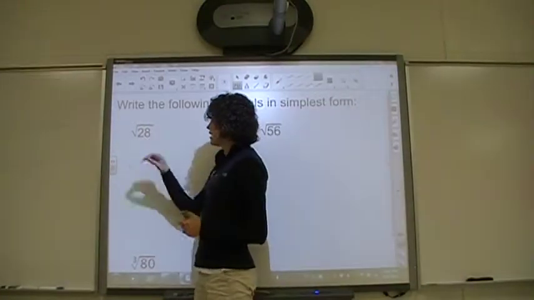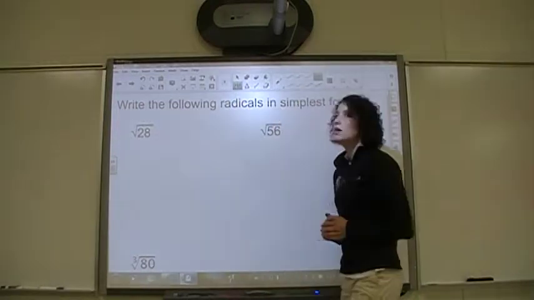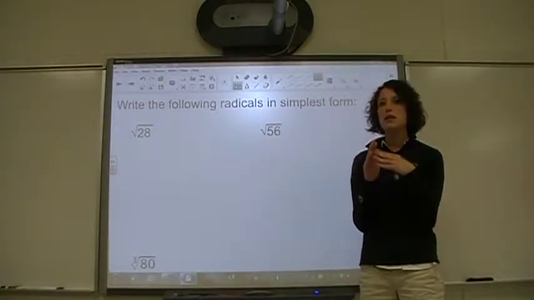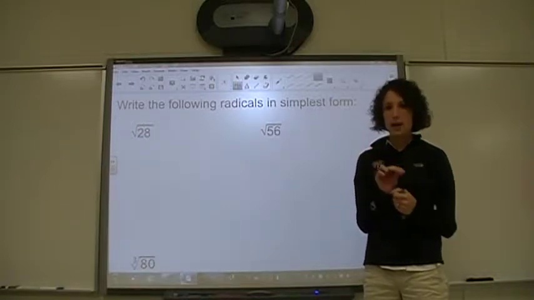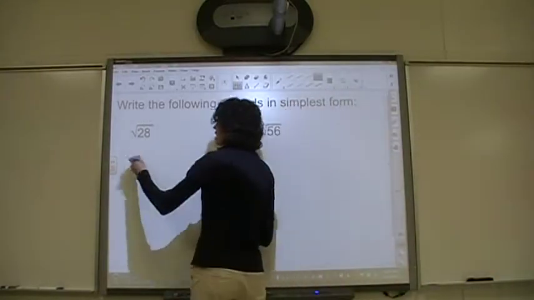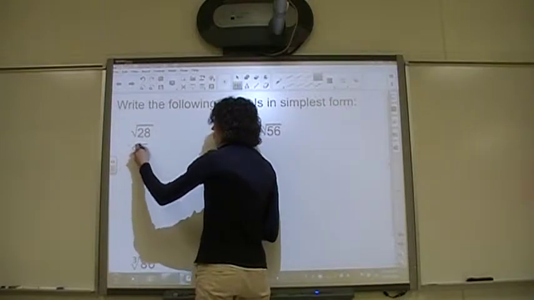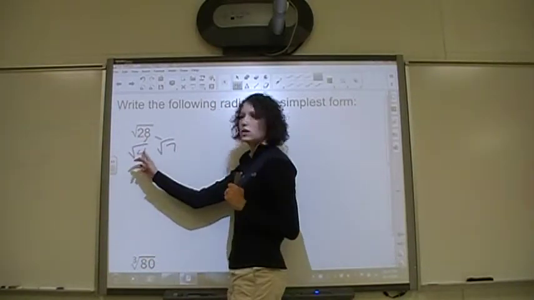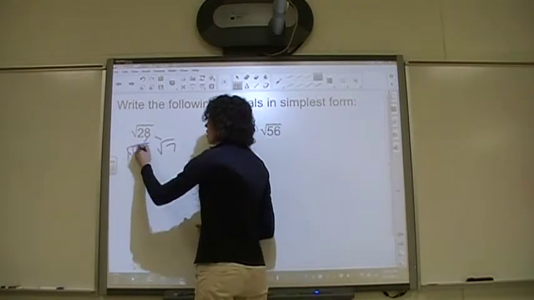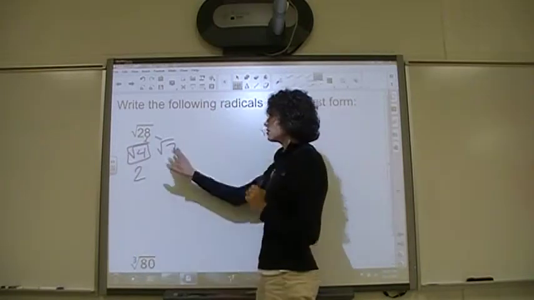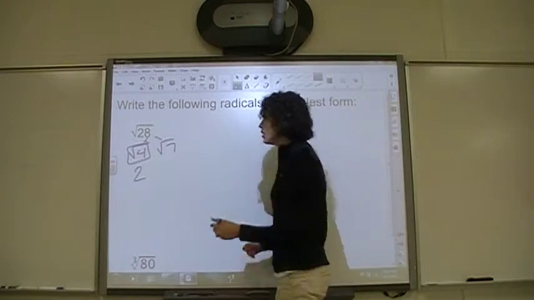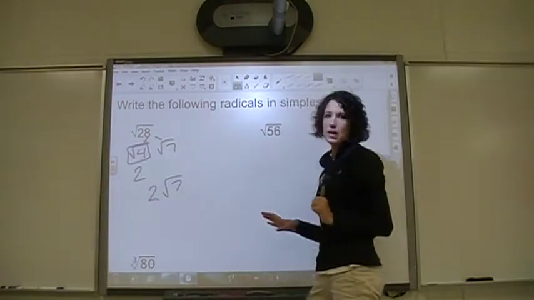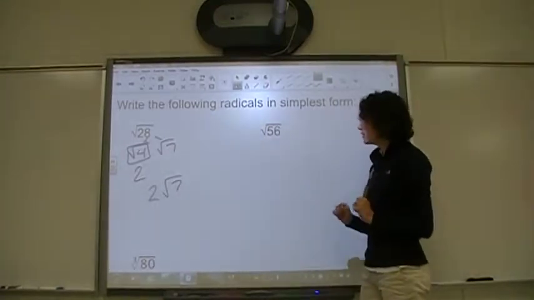We've got 28. Okay, so radical 28. So what I want you to do is think about all the different factors of 28, and you want to think of the one that has a perfect square. So a perfect square in 28 is 4. So you have radical 4, radical 7. So this breaks off. Now, your 4 is your perfect square. So square that off and you get 2. So 7, there's no other perfect squares in that, so your final answer is 2 radical 7. That's it. Now let's look at 56.